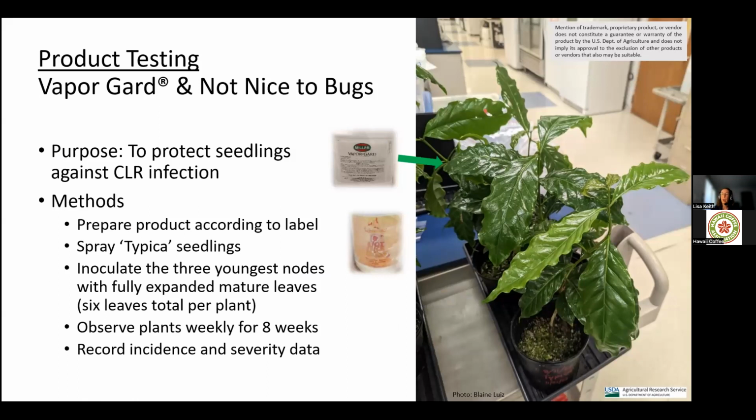There are some other things that we wanted to look at as well. What other things could be more of a friendly chemistry, maybe even OMRI certified? These were products like an anti-transpirant called VaporGuard, and a product, Not Nice to Bugs, that has a variety of essential oils. What if we apply something like that and the potted plants get inoculated? What do we find? Can they offer any protection?